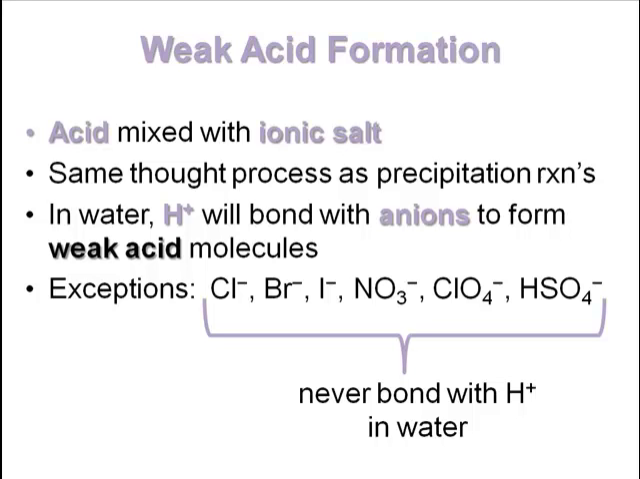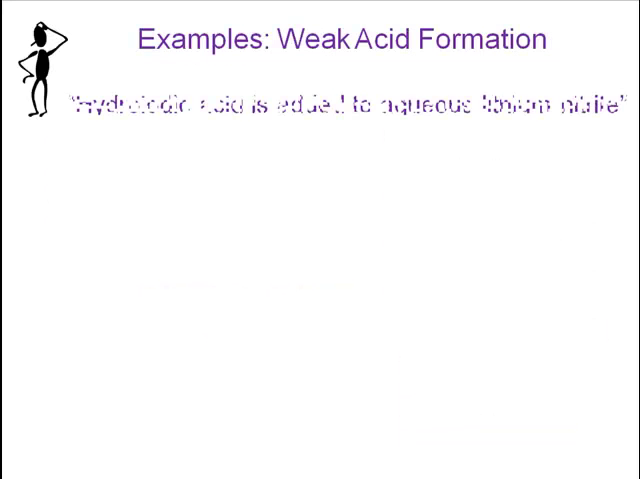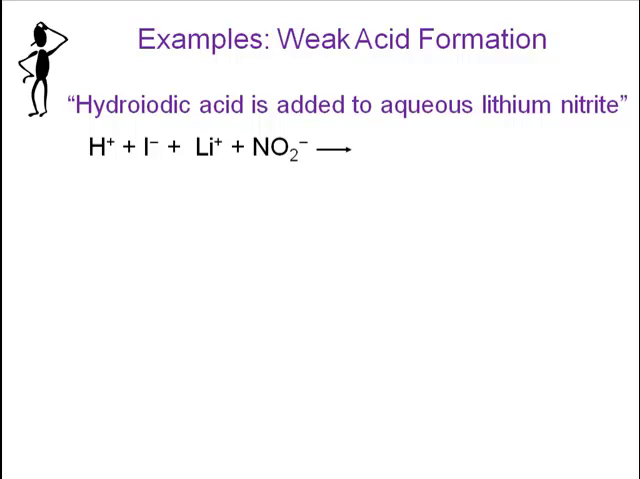If you have a strong acid mixed with an ionic salt, it can form a weak acid. So it usually isn't talking about the strong acids. Technically, if you had a weak acid with an ionic salt, you could get another weak acid. So this one here is a strong acid added to an ionic salt. Because it has the word hydro in front. Hydro means it's binary, so it's only two. So on this one here, we got HNO2 plus I plus Li.